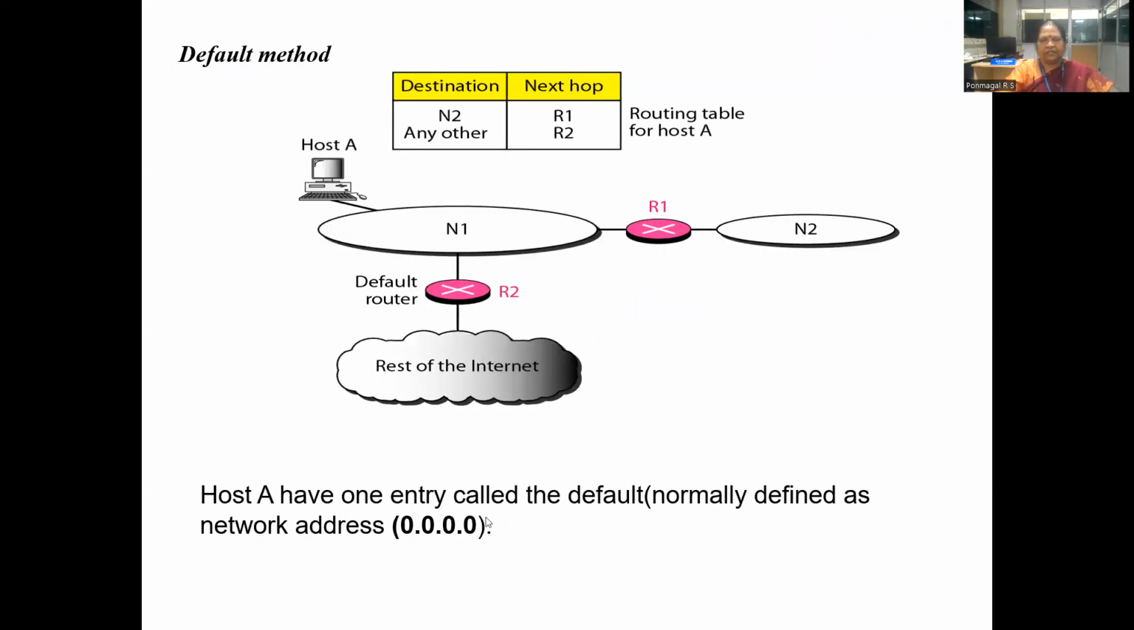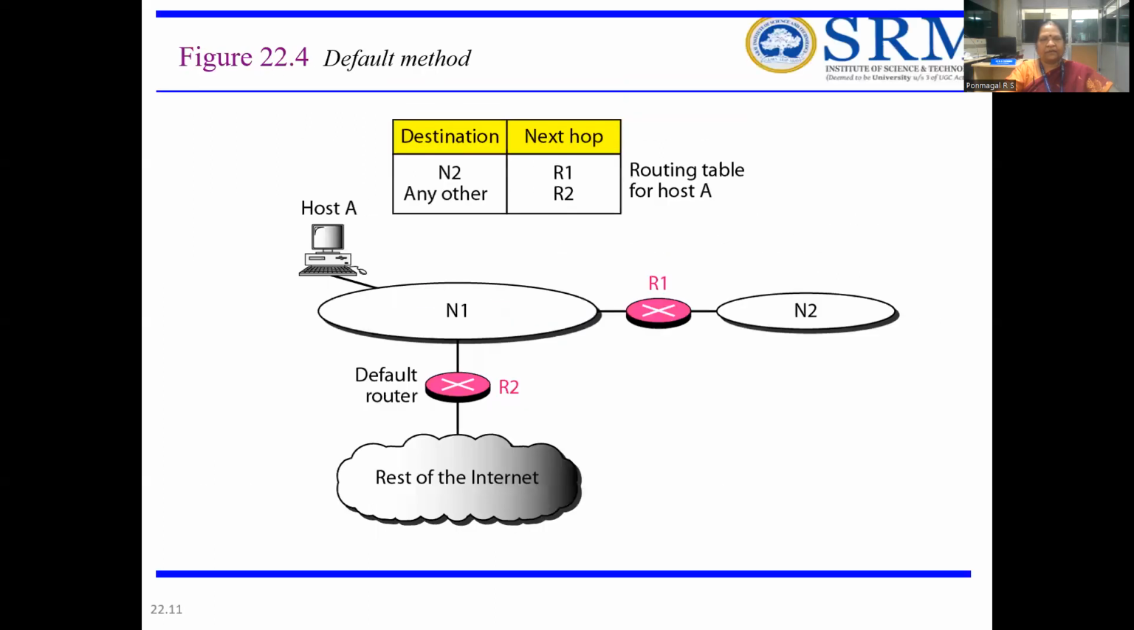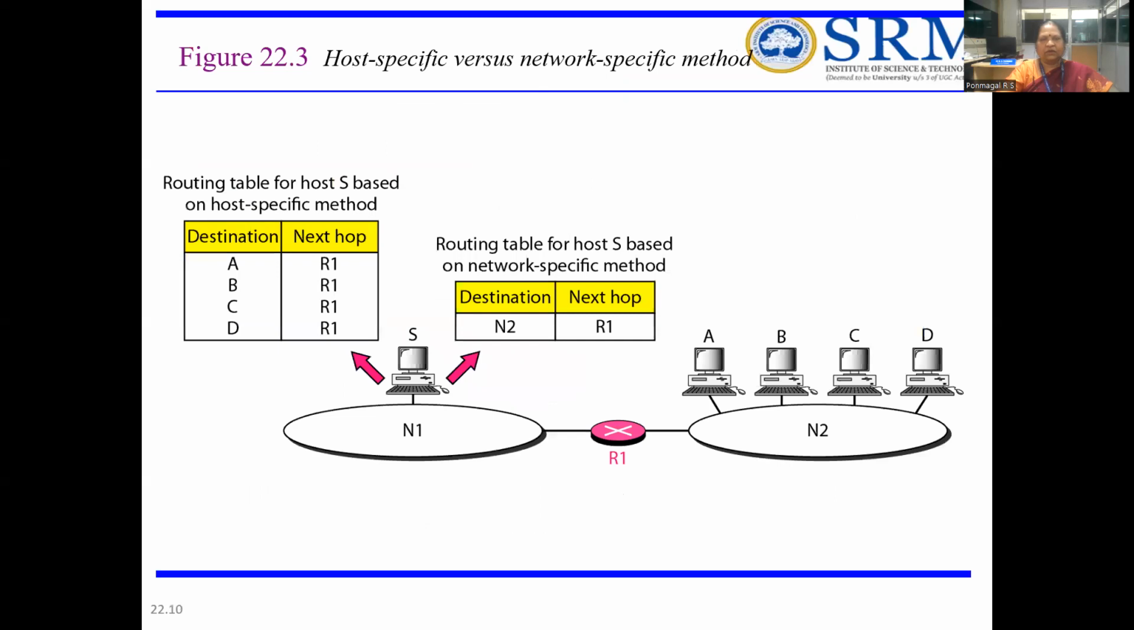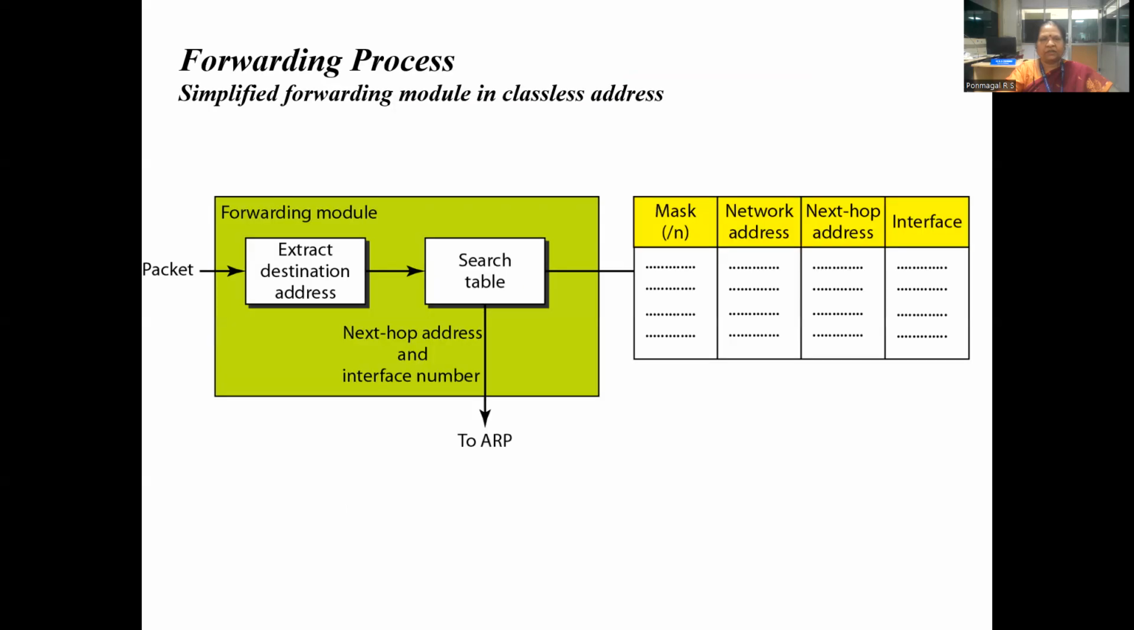The default method normally should be defined as the network address. We can have the appropriate network address here. So far we discussed different methods of forwarding: route method versus next hop method, host specific versus network specific method, and default method. Next we shall see what the forwarding process is.